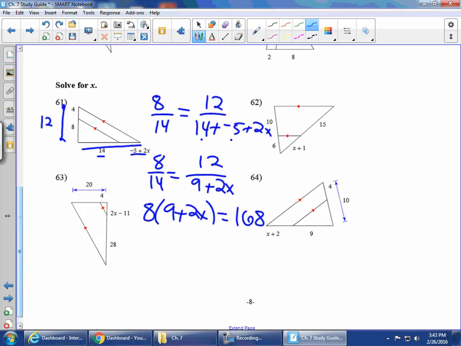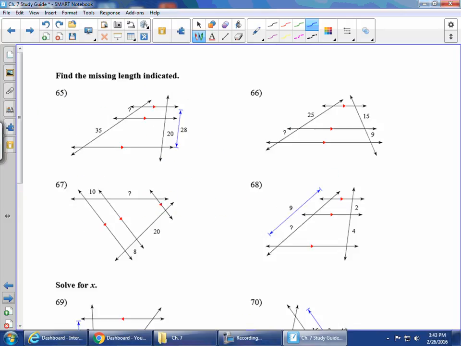All right. So that takes us into page number 7. Find the missing lengths. These guys are real simple. You see a bunch of lines. It's a side splitter theorem. This part, you're just doing left side over right. Left side equals right side, top over bottom. x over 35 is equal to 8 over 20. Cross multiply, divide, you got your answer.